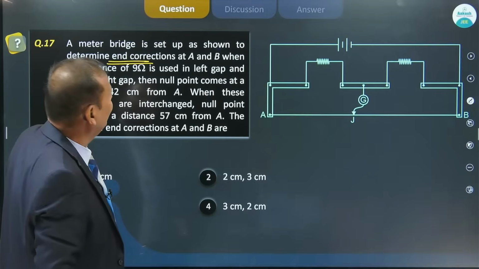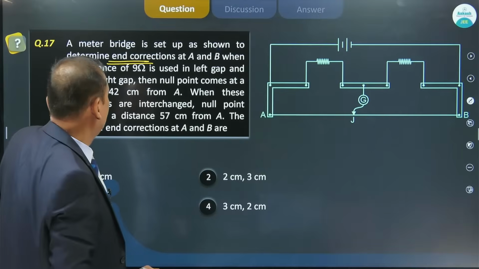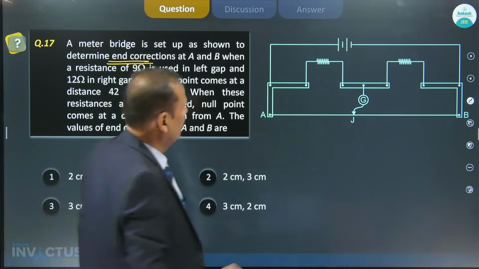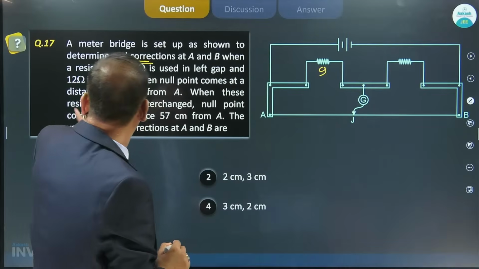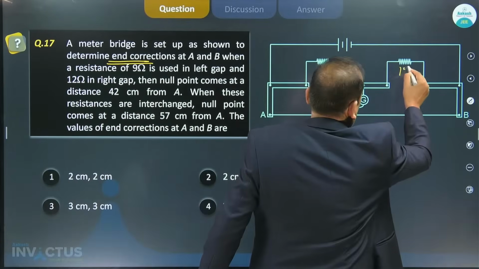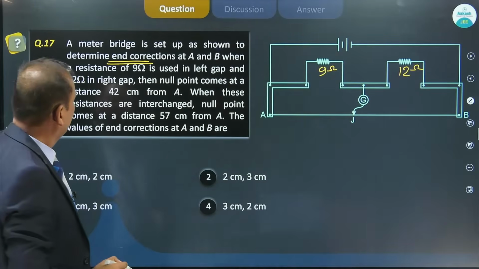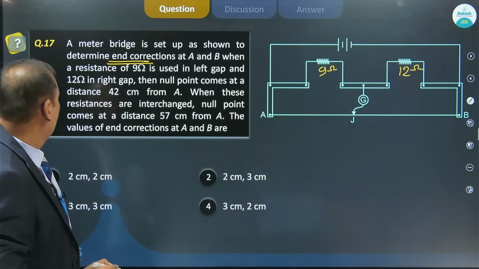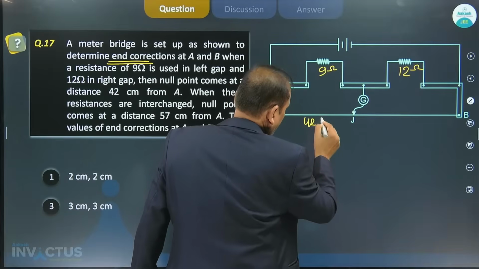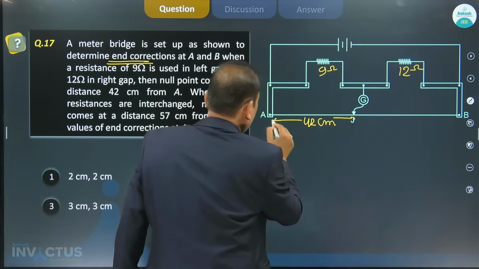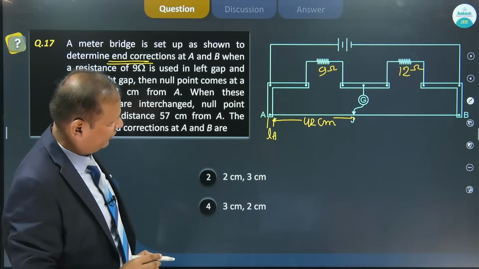at point A and at point B. When a resistance of 9 ohm is used in the left gap, यहाँ पर 9 है, and right gap में 12 ohm है, then null point comes at 42 centimeter. This is a 42 centimeter. यहाँ पर LA को हम end correction will get added.